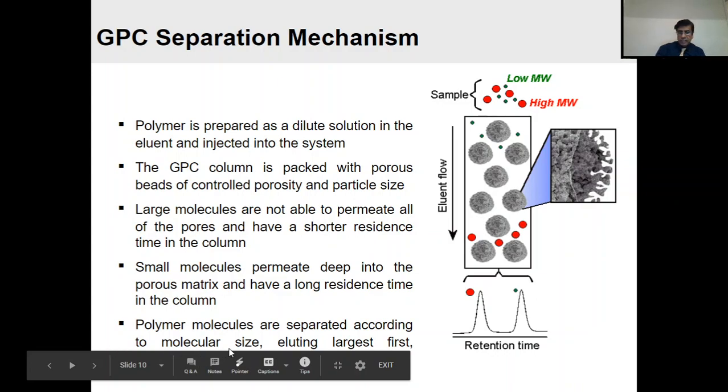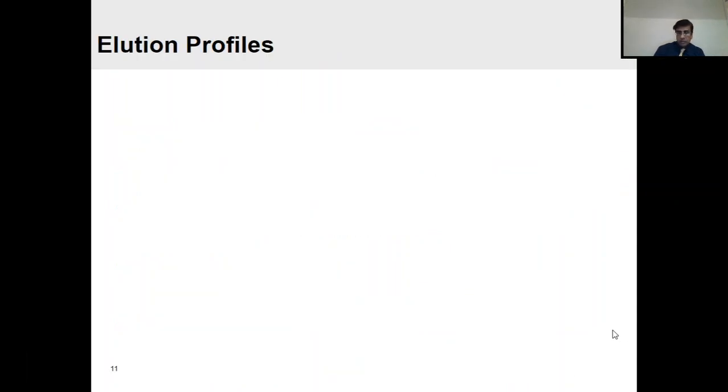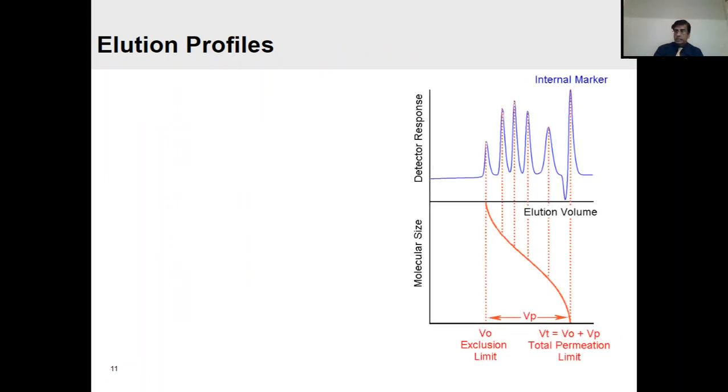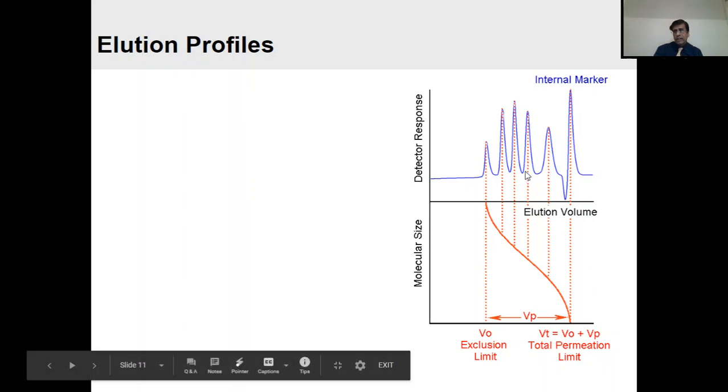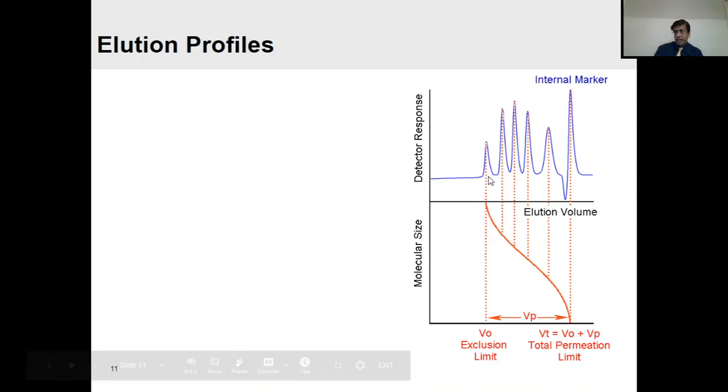The molecular size elution takes place with the molecular size, and the larger molecule will be eluted first, and then the small molecule the last one. So in this picture again, you can see the top one is showing the different peaks for different polymers with different molecular weights. The first one on the left, where the cursor is right now, is a high molecular weight, and then gradually the molecular weight decreases, and then you get the solvent peak.